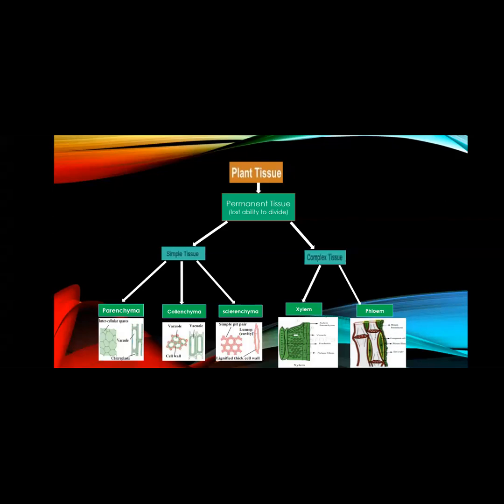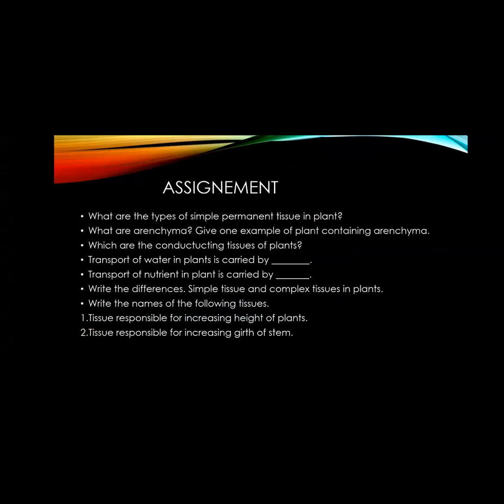phloem parenchyma and sclerenchyma. Phloem is also conducting tissue. It helps in transportation of nutrients. The nutrients that are formed by the process of photosynthesis and respiration are transported from the upper part to the other parts. So here the transportation of the nutrient is in all directions. So it shows multi-directional flow.